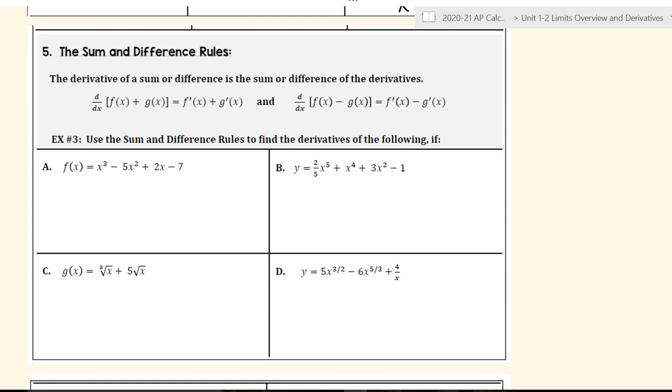So let's use the sum and difference rules to find the derivative of the following. For letter A, I'm going to say f prime of x equals, remember we're pulling that 3x squared, minus that 2 comes down, 10, take it down a degree x, plus 2 times 1 is 2, take the degree down, so you're just left with 2. And remember, the derivative of a constant is 0. So we are done.